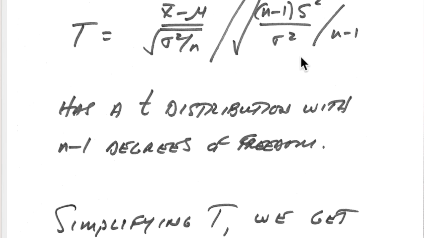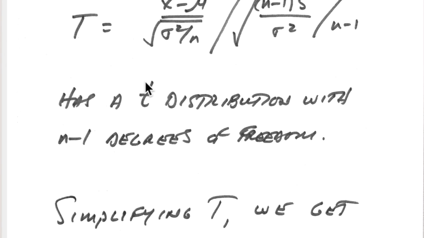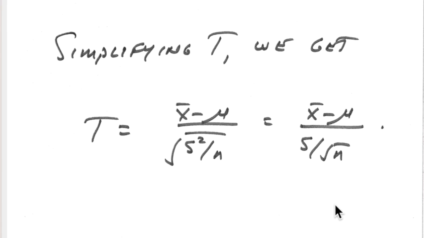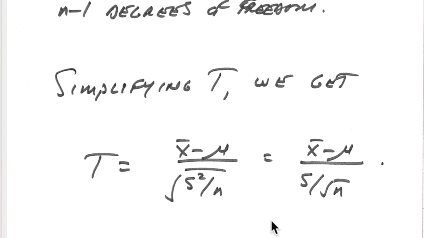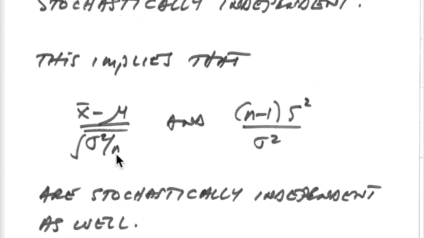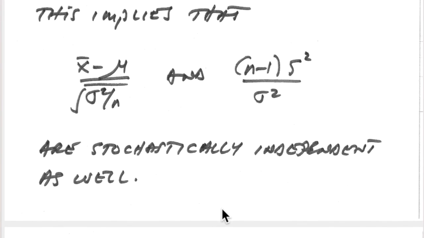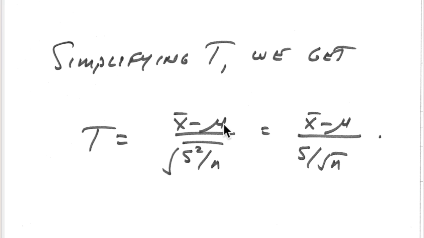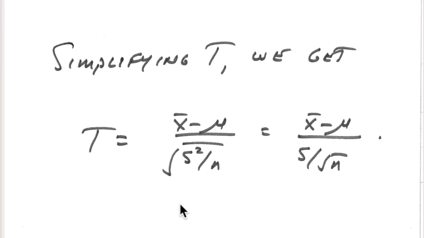If you do the cancellation correctly, you get t equal to x bar minus mu over the square root of s squared over n. We could also write that as x bar minus mu over the sample standard deviation over the square root of the sample size. It looks like all we did here was replace sigma squared by s squared, but you can see that the way we got there is a little bit more complicated. But that's effectively what we're doing: replacing sigma squared with the sample variance s squared.